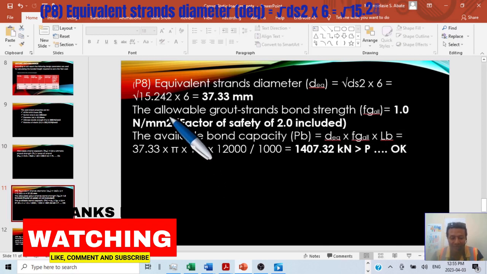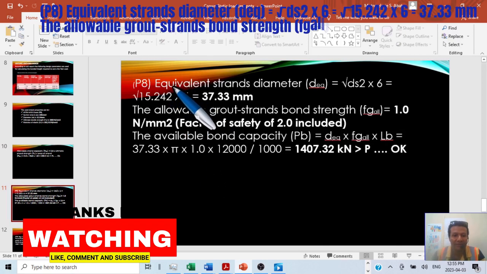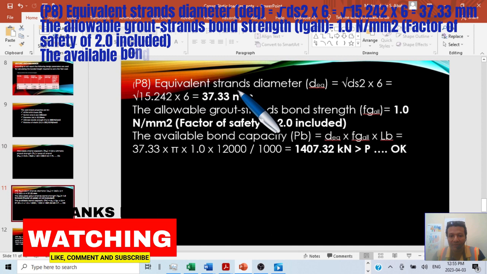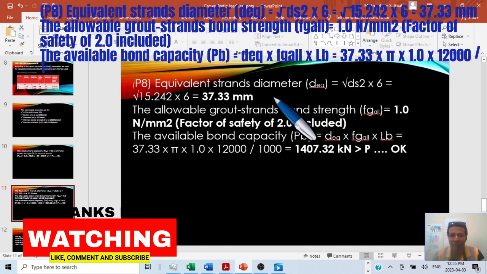Then the second step is to calculate the equivalent strand diameter. This is ds square times 6, under the square root. If you calculate this one, you will get 37.33 meter. Then for the allowable grout strand bond strength, we are going to use 1 Newton per millimeter square, with a factor of safety of 2 included.